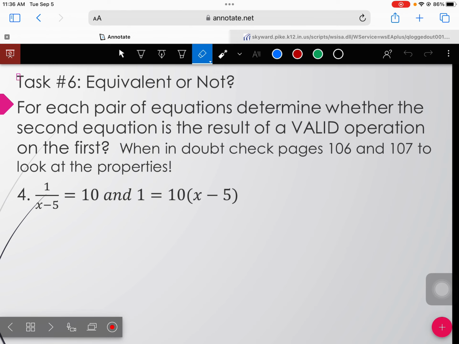Can I do something to the first equation to get the second? Take a look at it. Find your property to back it up. Are you going to have to write down properties? How can I get from the first equation to the second?